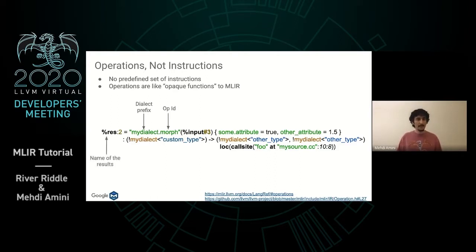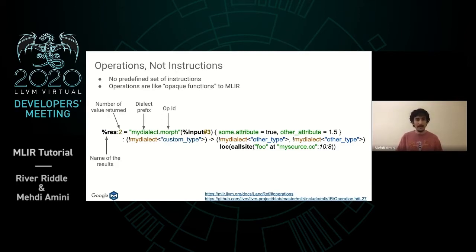An operation produces SSA results. LLVM instructions are generating one SSA value at most. In MLIR, operations can generate many results. This operation here, for instance, has two SSA value returns. So there is only one name. We named the set of results with one name here, but there are really two SSA values.